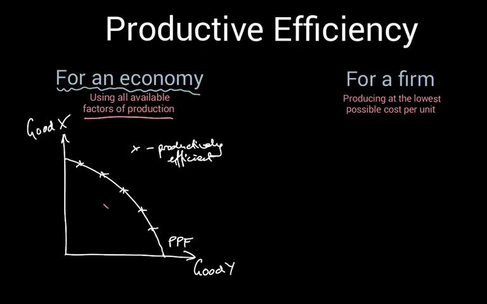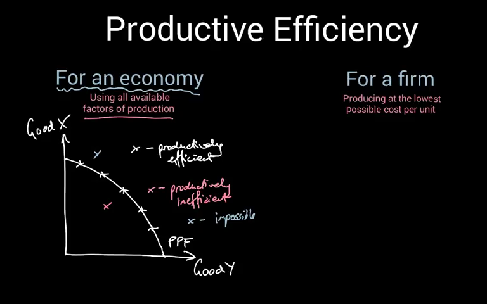A point inside here, this we would refer to as being a productively inefficient position for a whole economy, because it resides within the PPF. And then anything outside of the PPF, say up here, those indicate a position which is impossible given the current state of resources. So that's how we talked about productive efficiency across a whole economy.